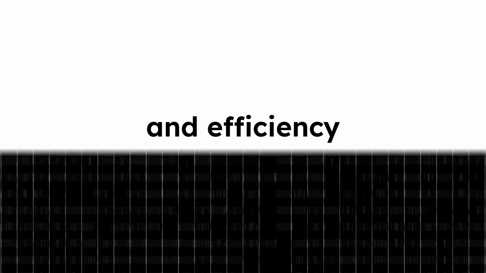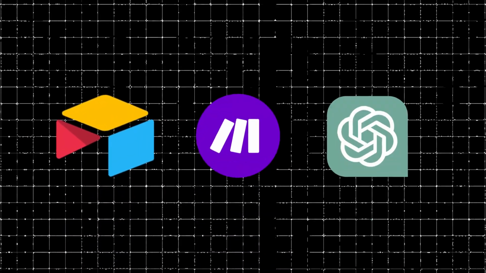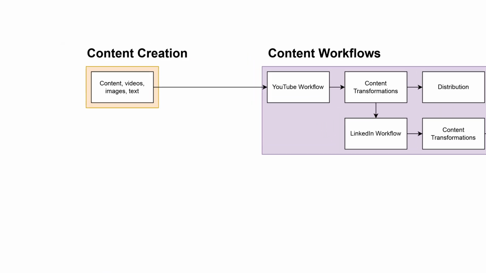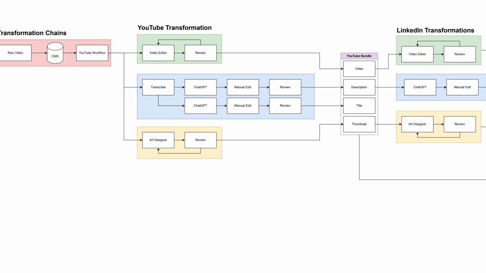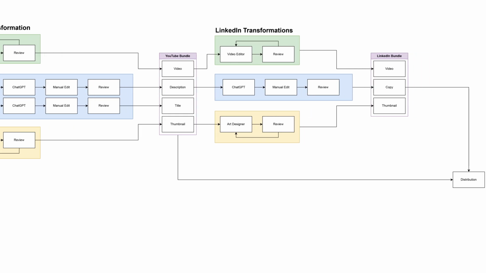In this video, I'm going to show you automations that will help you 10x your content output and efficiency using tools like Airtable, Make.com, and ChatGPT. I'll explain how to design your content workflows to repurpose content, and then how to use automations and AI to transform your content into other formats automatically.